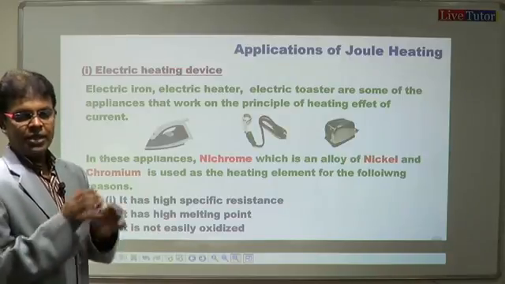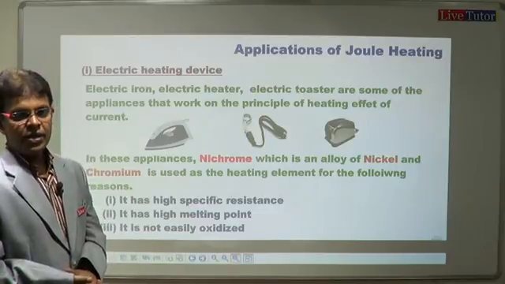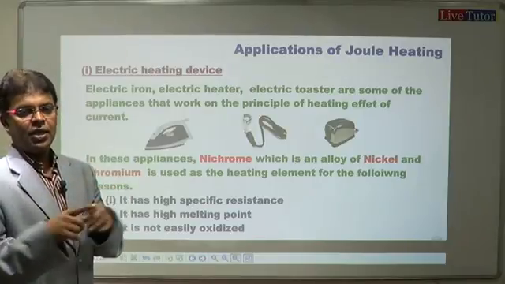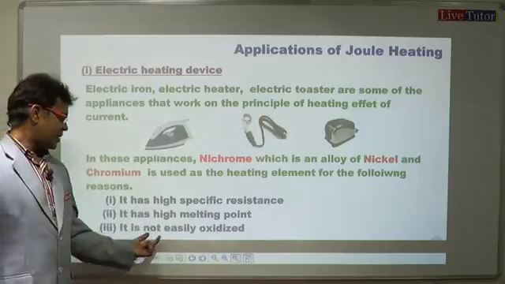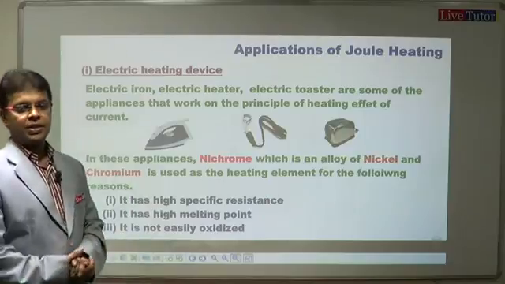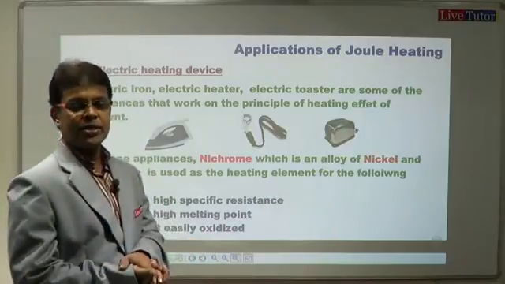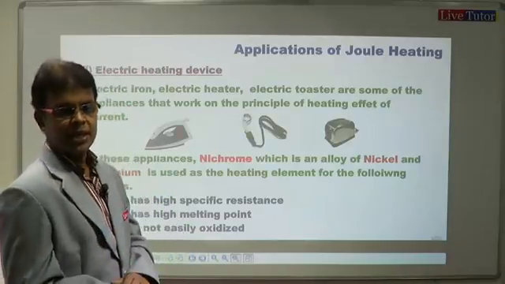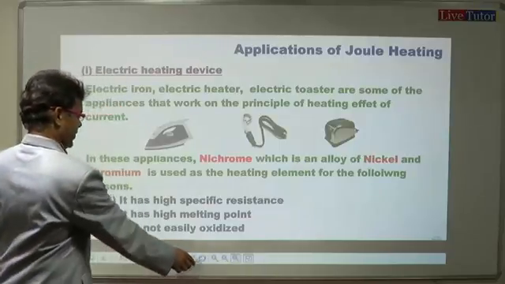So, for that reason, we have to use a material which is not easily oxidized. Right? Because if it is oxidized, if it has got a coat along this conductor, it will not spread the heat easily. So, for all these reasons, it should have a property which should not be easily oxidized. So, these 3 points you have to remember when you are answering the 3-mark question. Why is nichrome used as a heating element? It has got high specific resistance, high melting point, and is not easily oxidized.